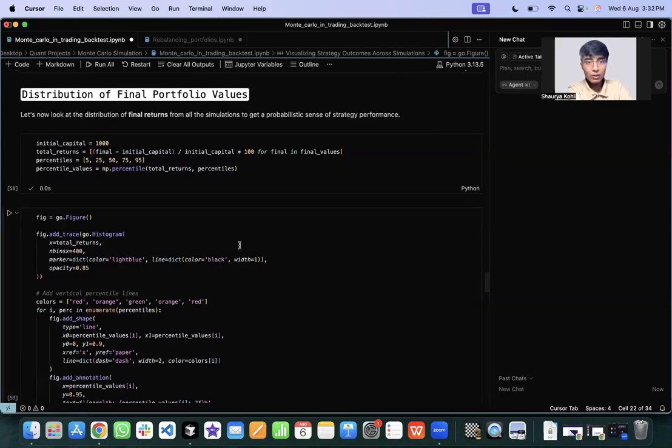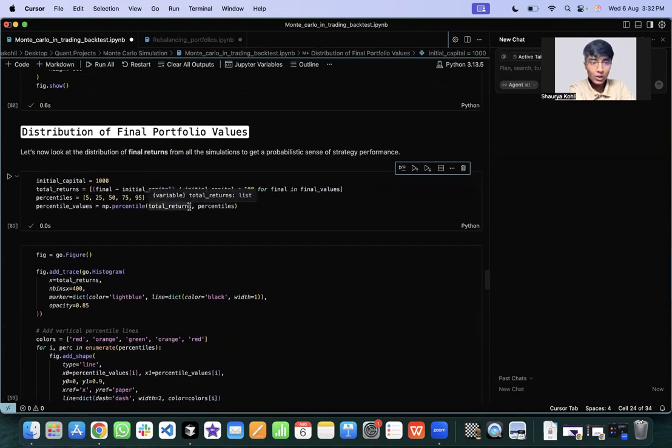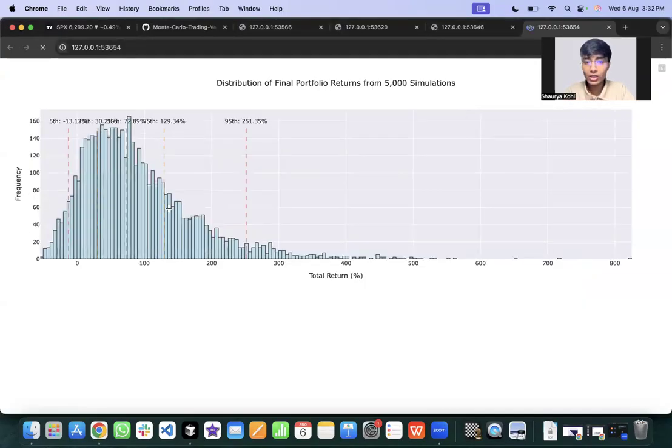When we go to the distribution of the final portfolio value, let us now look at the distribution of final returns from all the simulations to get a probabilistic sense of strategy performance. So here our capital is about $1,000 again, but this time we'll make a graph in which we break this down into five categories: the fifth percentile, 25th, 50th, 75th, and 95th percentiles, to get to know about the total returns and the final values that we got. So when we click on this, we get this.